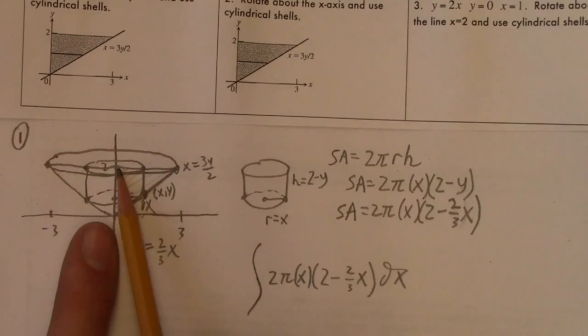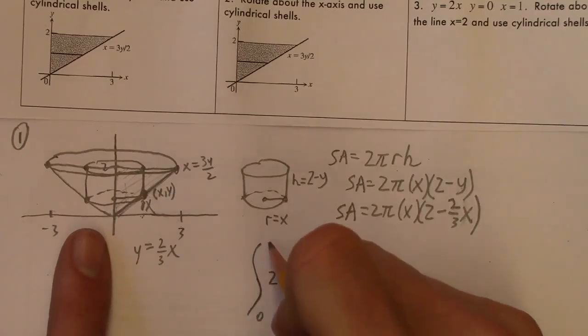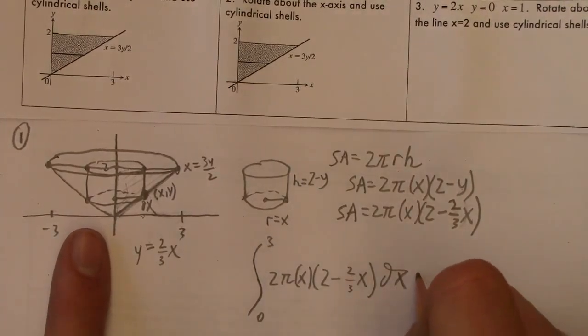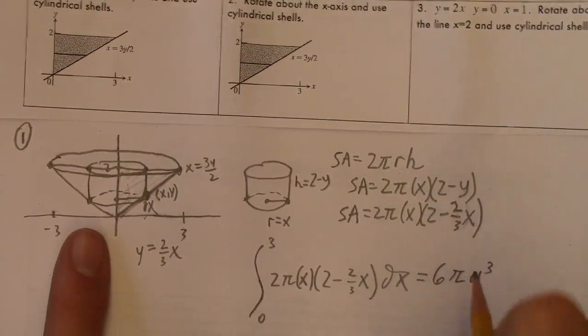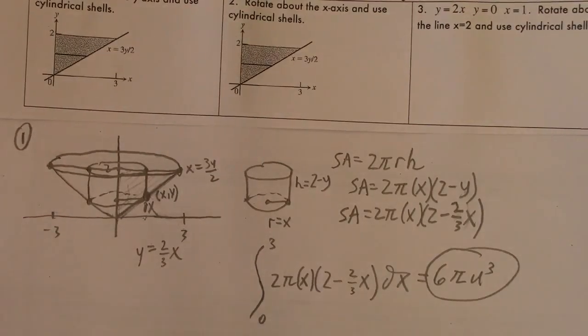dx slices, so I slice here close to the y-axis, that'll spin around. Right here, that'll spin around. So I integrate from 0 to 3. And using the calculator, if you do that, you should get 6 pi units cubed, which you'll also notice matches our answer from last time. Page 2.